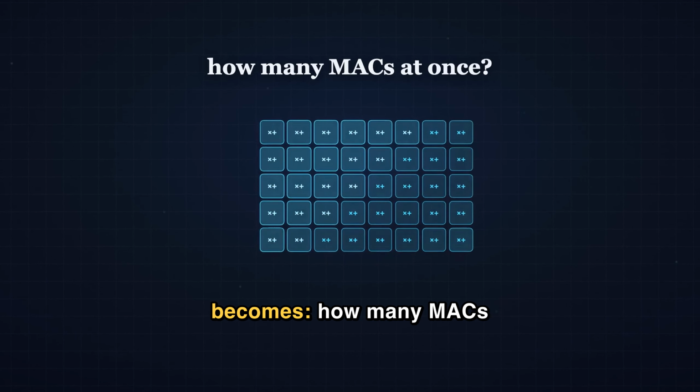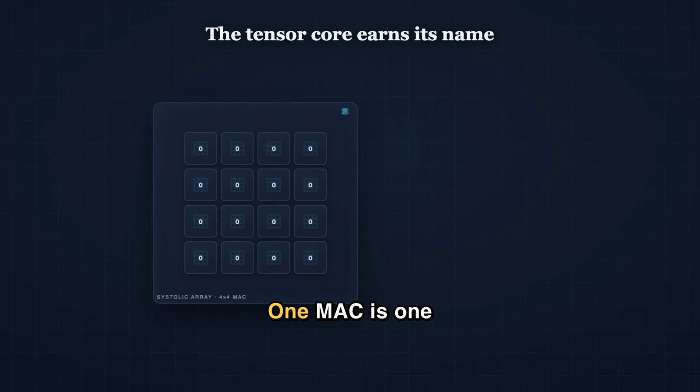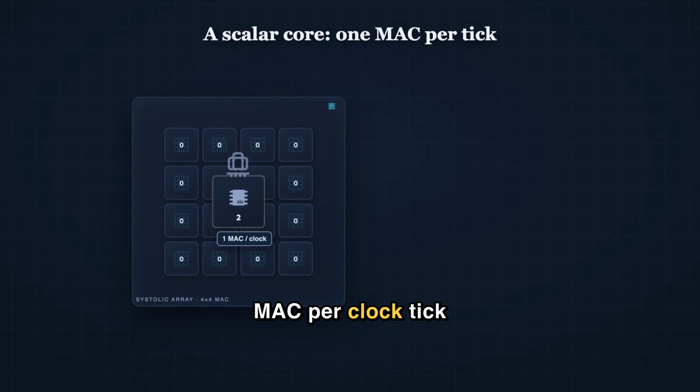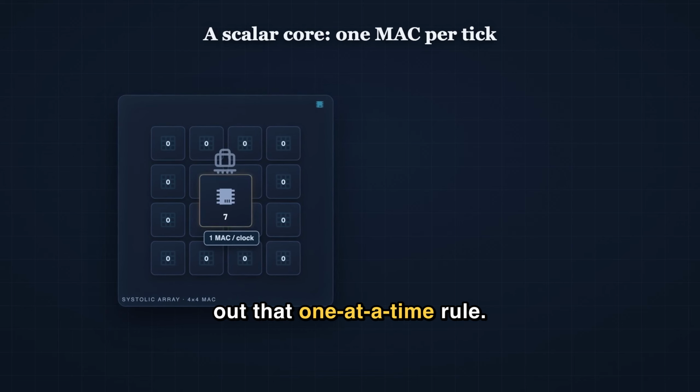So the whole game becomes, how many MACs can you run at once? Here's where the tensor core earns its name. 1 MAC is 1 multiply-add. A scalar core, the ordinary kind, does 1 MAC per clock tick and moves on. That's the bottleneck. A tensor core throws out that 1 at a time rule.